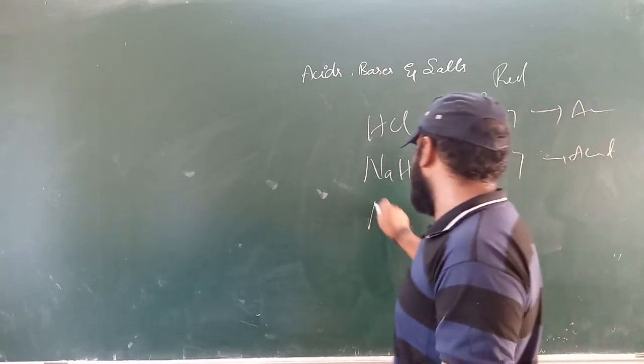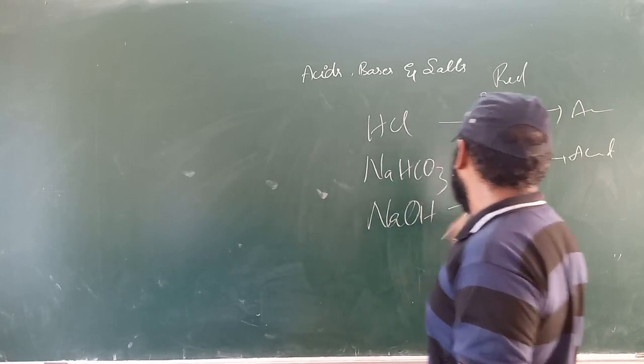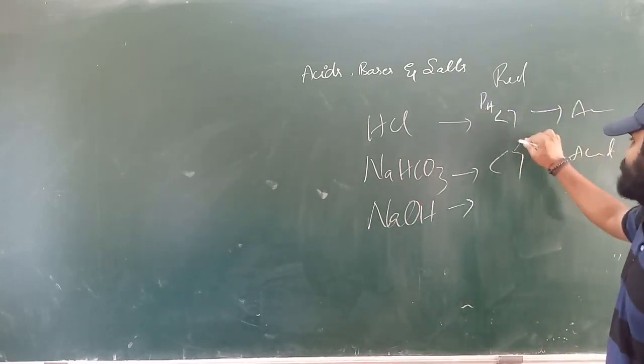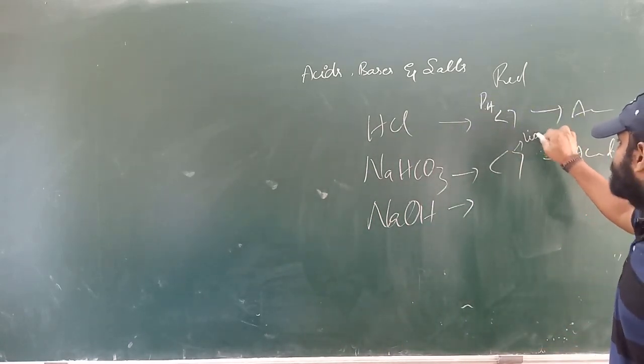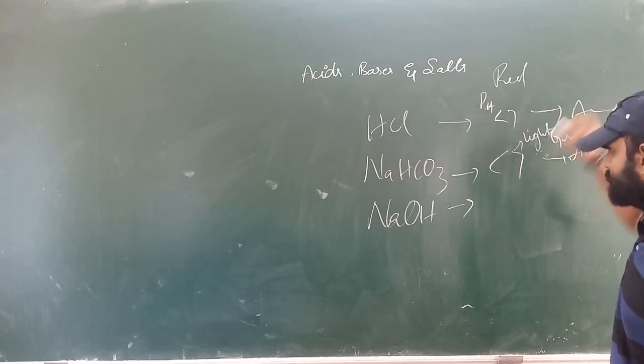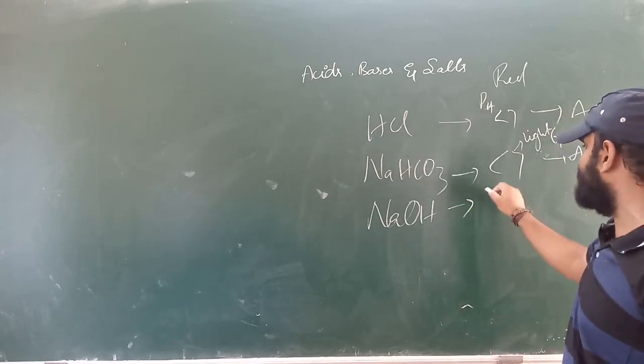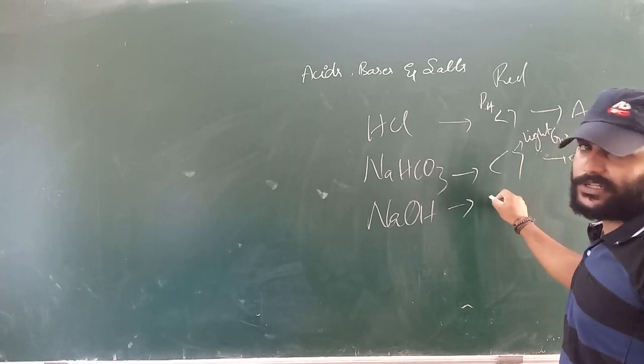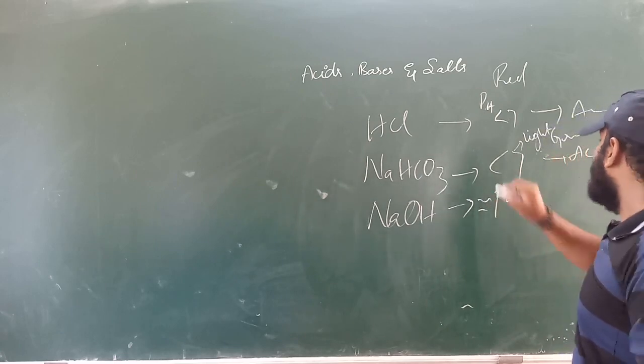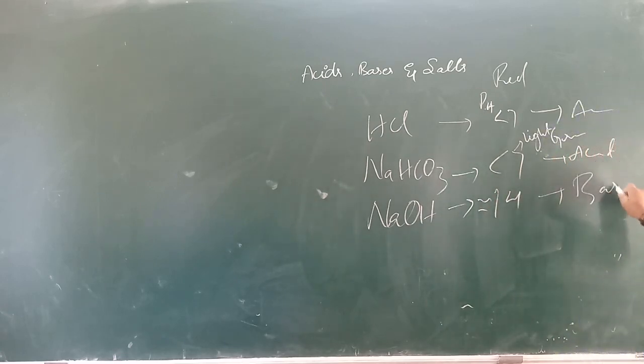Next one is sodium hydroxide. If you observe here, what will it show? It will show light green color. Now the value of sodium hydroxide is nearly equal to 14. It is a base. It will show dark blue color.